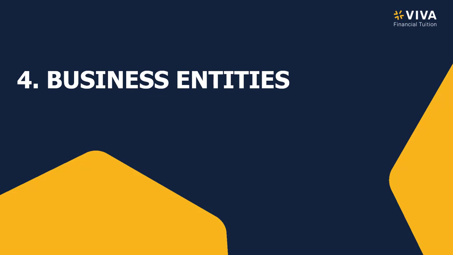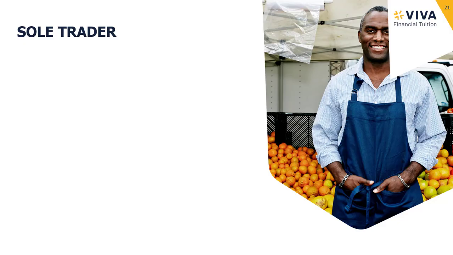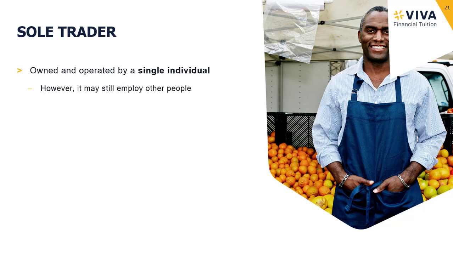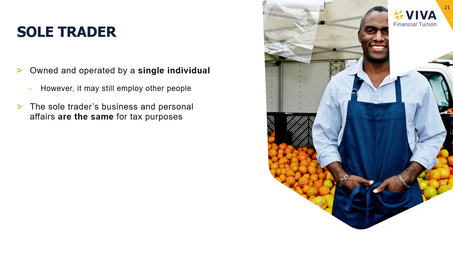Part 4, business entities, different types of business. Well, first of all, there's a sole trader. A sole trader is owned and operated by a single individual, one person engaged in business. They may employ other people, but there's only one owner and one manager, and the owner-manager are the same person.